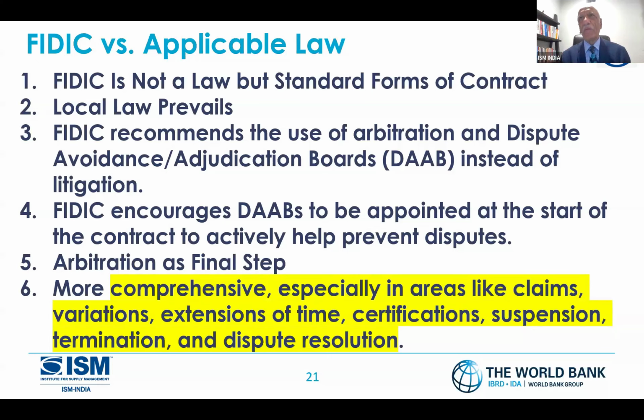FIDIC recommends the use of arbitration and dispute avoidance. This is the beauty of it: I could use arbitration and the dispute adjudication board, DAB, instead of litigation. In normal contracts, I go with litigation. And litigation is the one which kills many places, 10 years, 15 years only in litigation. But this one has built-in DAAB, dispute avoidance: how to avoid the disputes, how to adjudicate them, and the boards are there.